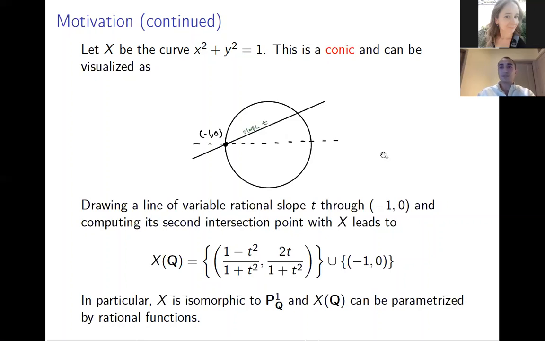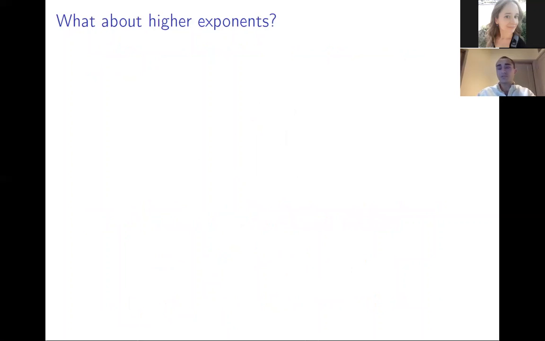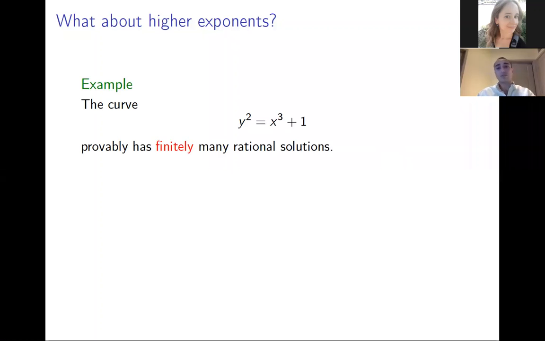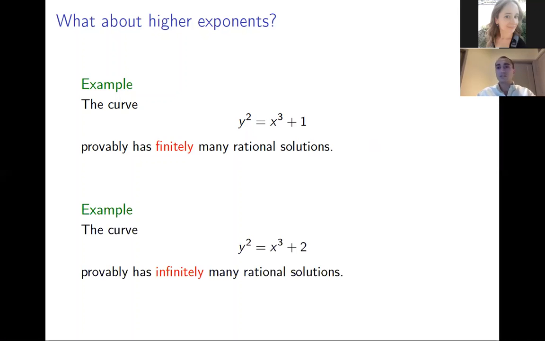Okay, great. So this is a nice simple example. It has some nice motivation. What happens when we bump up the exponents? Let's just bump up the exponent of the x coordinate. The curve y squared equals x cubed plus 1 provably has finitely many rational solutions. So we're getting something different than what we saw before, just by bumping up the exponent. But if I just tweak the last term, this curve, y squared equals x cubed plus 2, provably has infinitely many rational solutions.